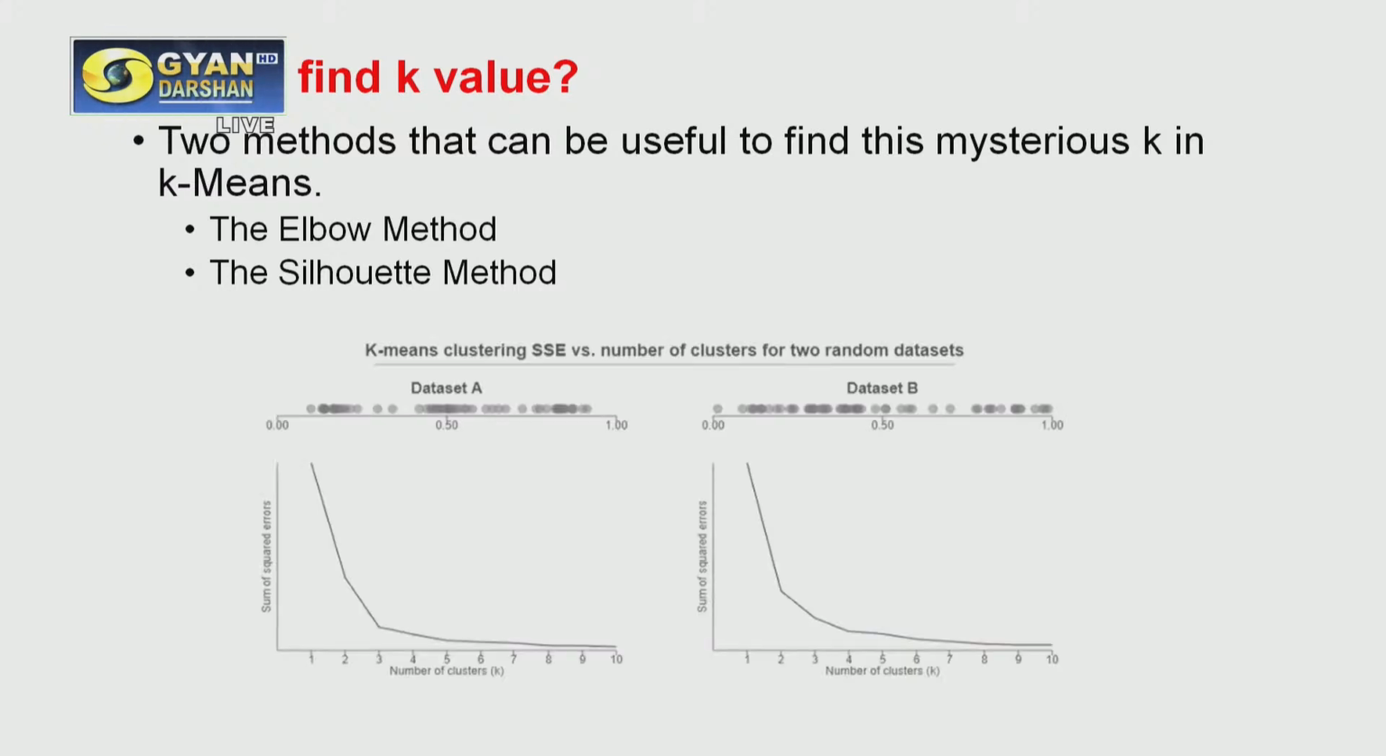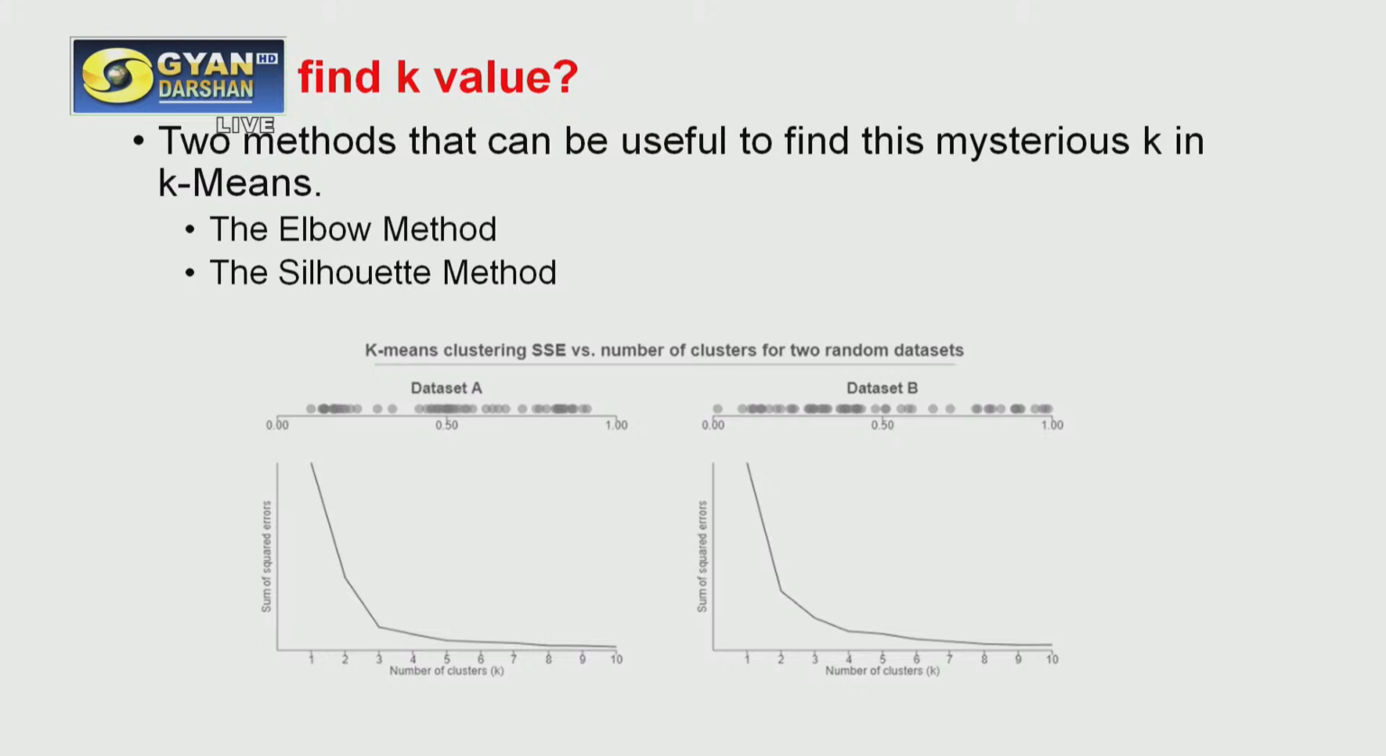In the elbow method, as you can see, we have the sum of squared error, that is k-means clustering SSE, versus the number of clusters for the two random data sets. If you look at data set A and data set B, you can see that at the number of clusters 3, in the first figure, it started bending. It started having some kind of elbow. That's why we call it the elbow method.